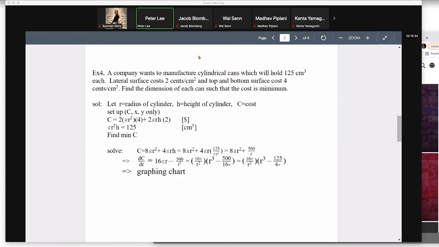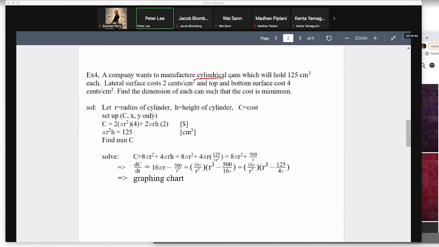What is the problem? The problem is we have cylindrical cans. So it looks like we are dealing with a cylinder. We're talking about a manufacturer who is producing cans like this. Okay? So now let's look at example 4.